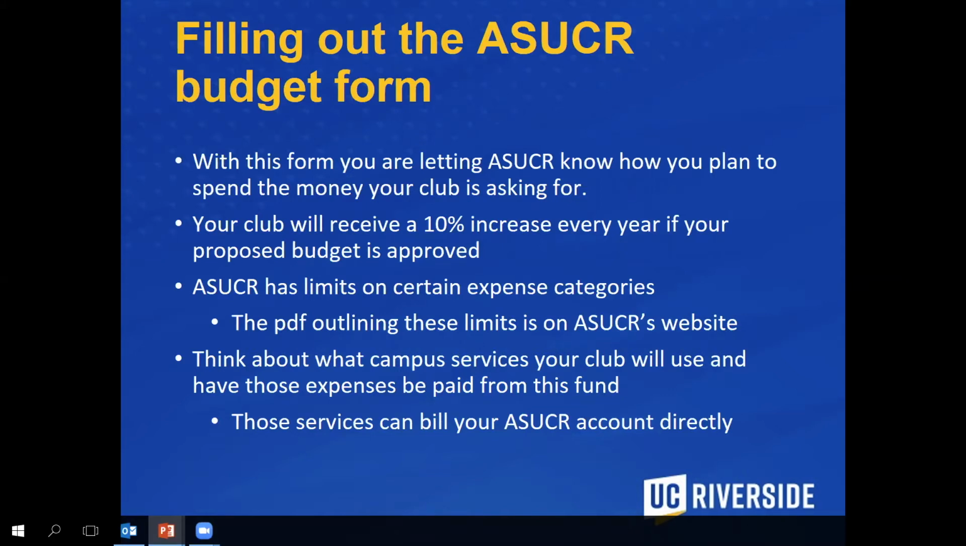ASUCR has limits on certain expense categories. The PDF outlining these limits can be found on ASUCR's website. I also have it in this PowerPoint in a little bit. Think about what campus services your club will use and have those expenses be paid for from this fund. ASUCR can be billed directly. So those services can bill your account directly, I should say.